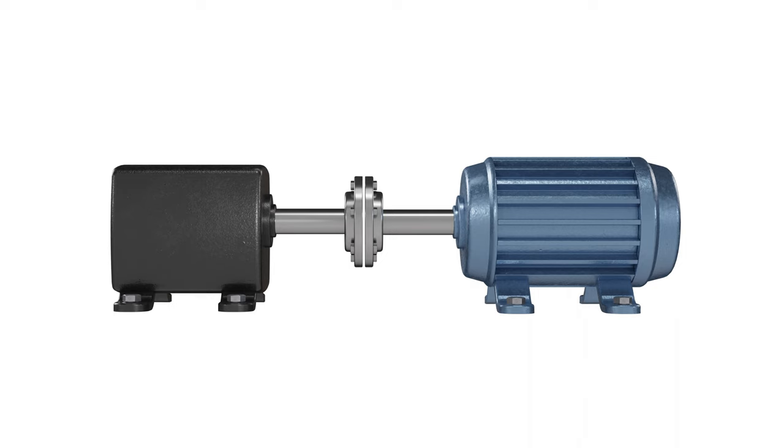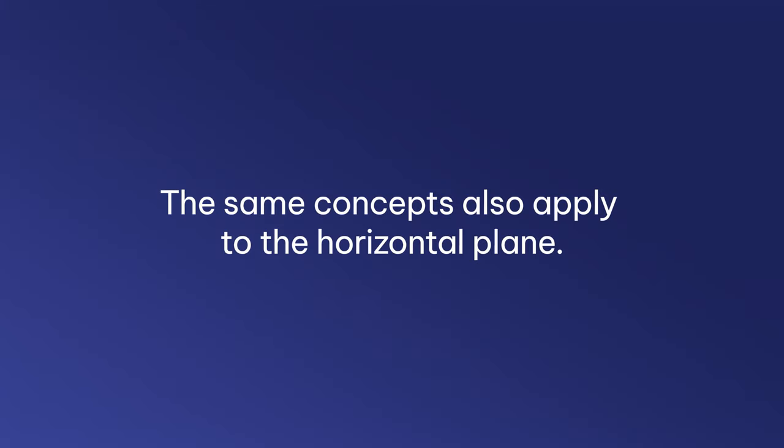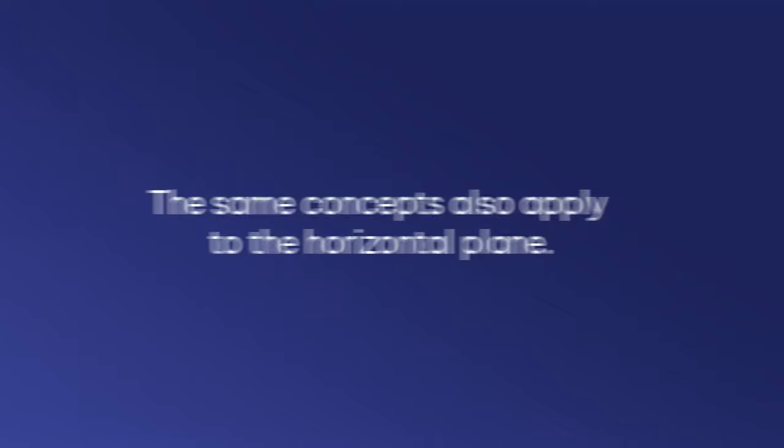In this video, we'll be alternating between 3D view and graphical view. In the graphical view, the horizontal length of each square represents 1 inch, while the vertical length of each square represents 5/1000ths of an inch. While we'll only be working in the vertical plane, the same concepts also apply to the horizontal plane.